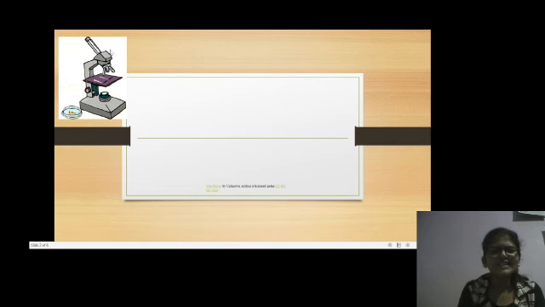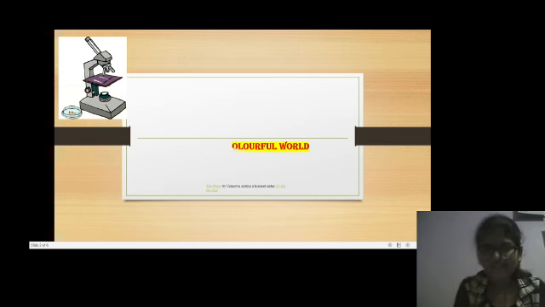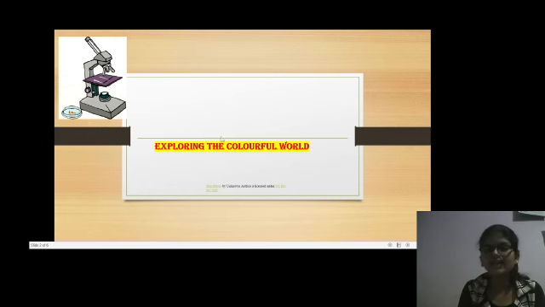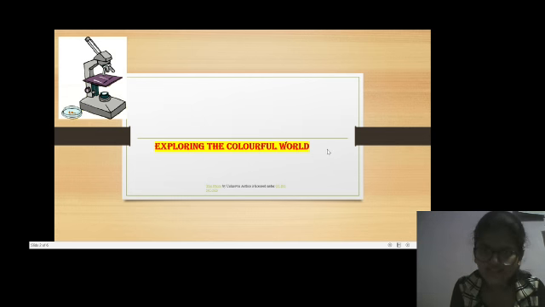So, after seeing this microscope, you must have understood that we are going to learn about something related to biology. So, you guessed that right. Exploring the colorful world. After seeing this, the colorful world, what comes to your mind first? Obviously, the first thing you would have thought are eyes. So today we are going to learn about the structure of human eye.